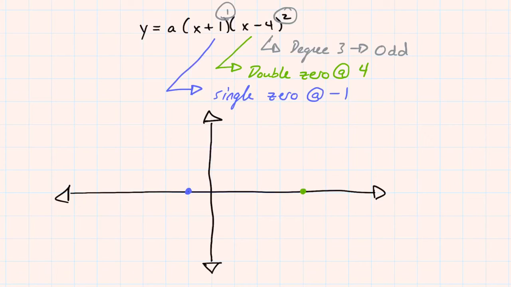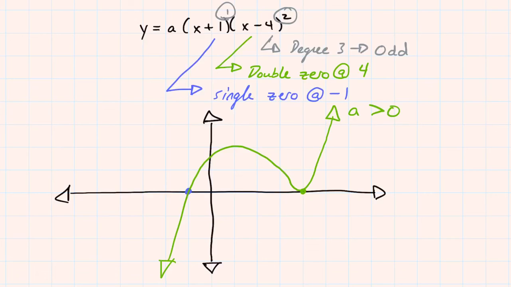So I'm going to draw it first. If it's positive, I'm going to assume, and I'm going to start in quadrant 1 and work this backwards. So I'm starting far on the right, and I'm going to come down. It's got to bounce at 4, and then it's going to come back up and just pass straight through negative 1. So that's one possibility if a is greater than 0.